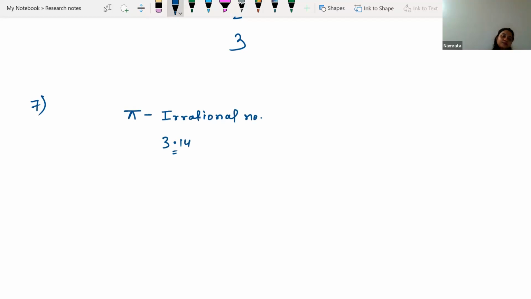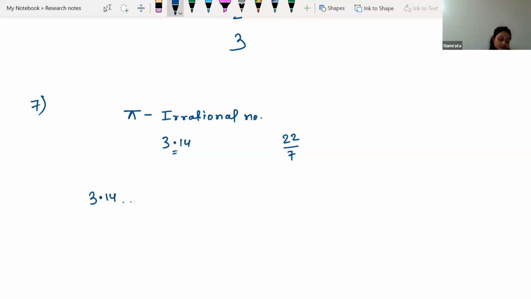Because it keeps on going. It's non-terminating, it's non-recurring. It will keep on going without any pattern. 3.14 is just the approximated value, and whenever you take pi as 22/7, that is just an approximated value. So yes, it's an irrational number. Yes, correct, Arya. Perfect. So here the question says the value of pi up to 50 decimal places is given.